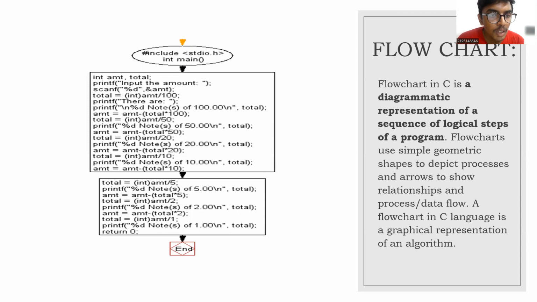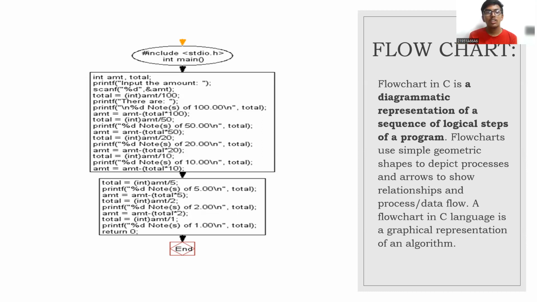Printf of "%d notes of 20", total. Amount is equal to amount minus total into 20. Total is equal to int of amount by 10. Printf of "%d notes of 10", total. Amount is equal to amount minus total into 10.